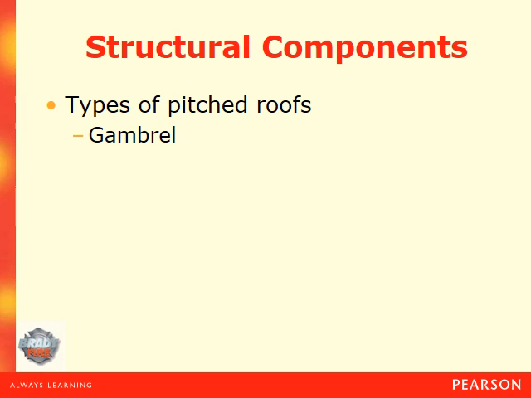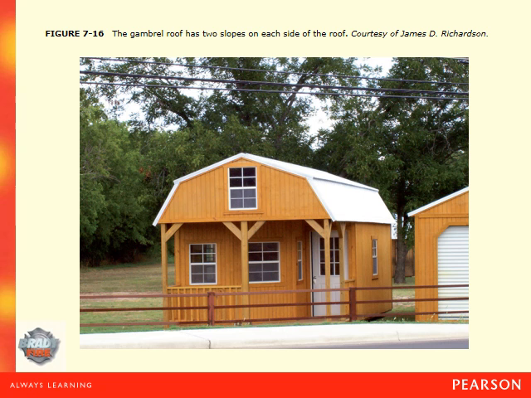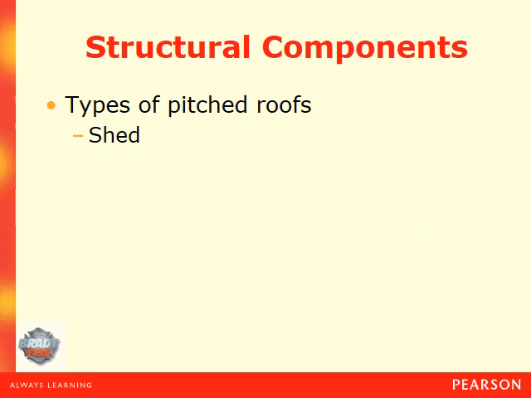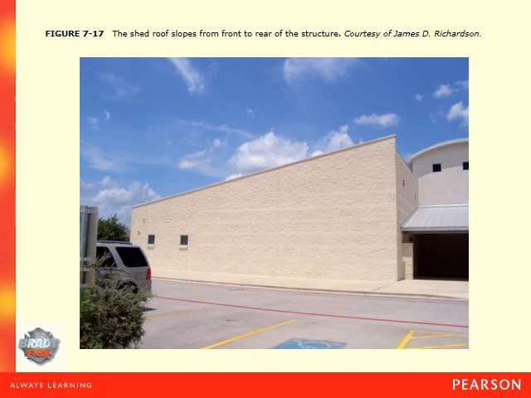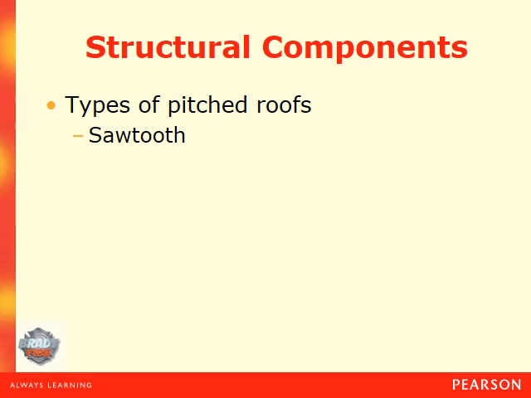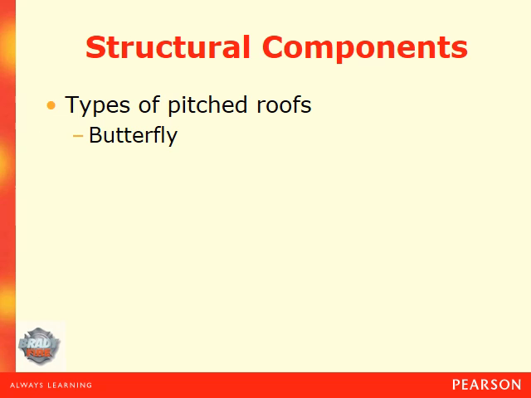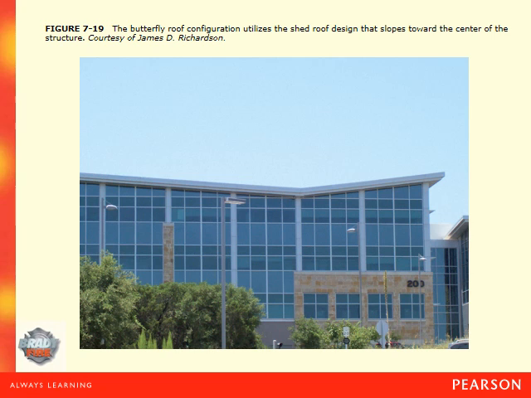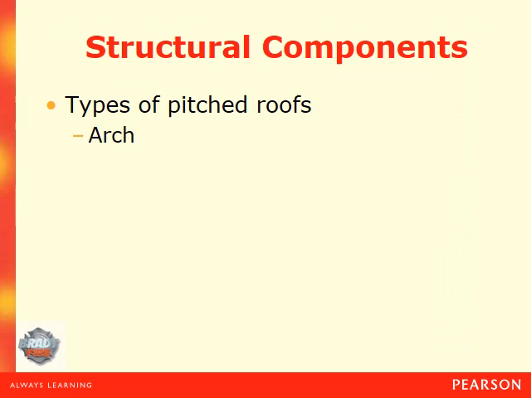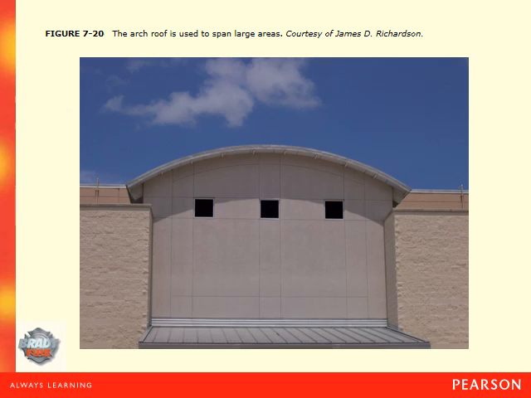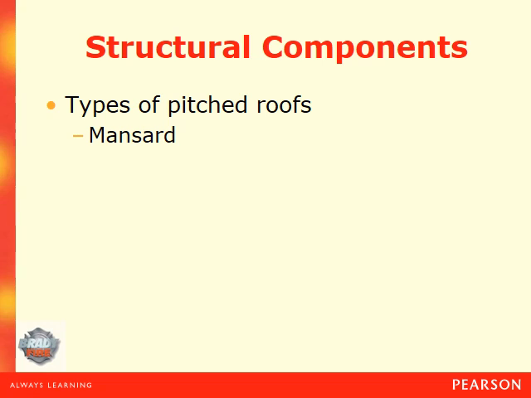You have the gambrel. And you have the shed style. And that's kind of like the whole lean-to. You have sawtooth style, as it looks like, of course, a sawtooth. You have the butterfly style. Notice it has that V shape. You have an arch. You have a mansard.